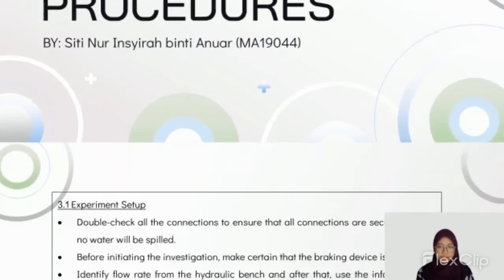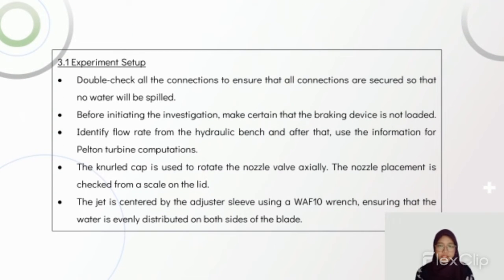For the experiment setup, firstly, we have to double check all the connections to make sure that all connections are secured so that no water will be spilled. Before initiating the investigation, we also have to make certain that the braking device is not loaded. Next, we need to identify the flow rate from the hydraulic bench, and after that, use the information obtained for the Pelton turbine computations. The nut cap is used to rotate the nozzle valve axially. The nozzle placement is checked from a scale on the lid.